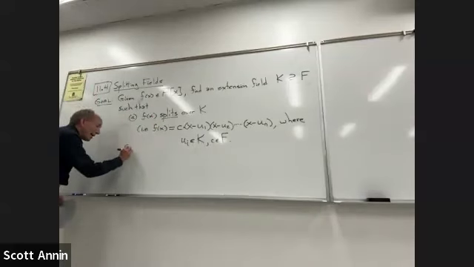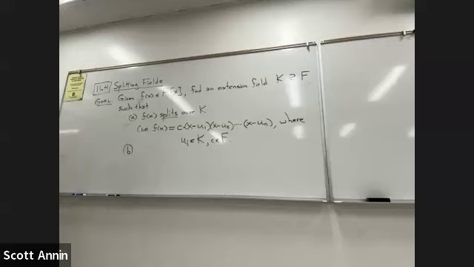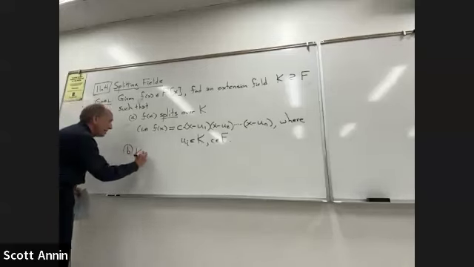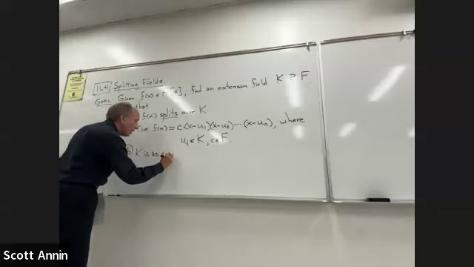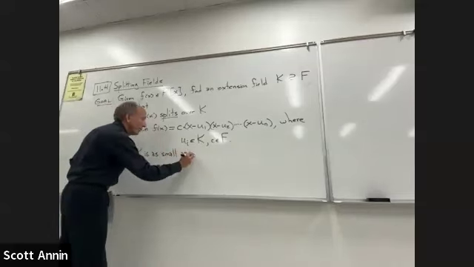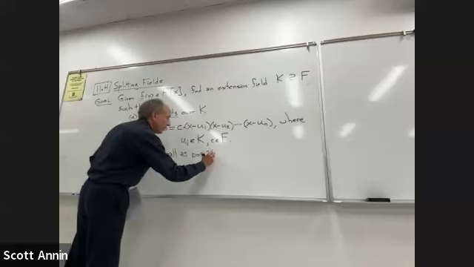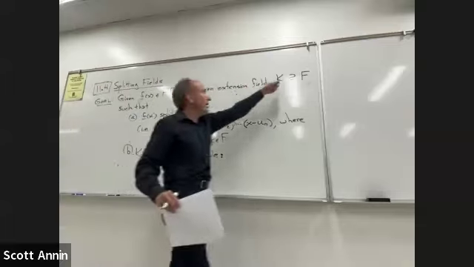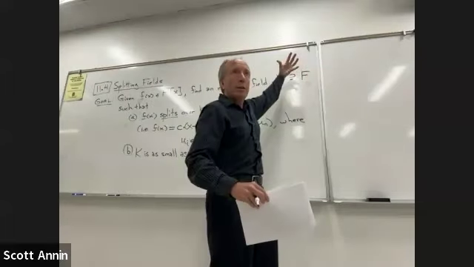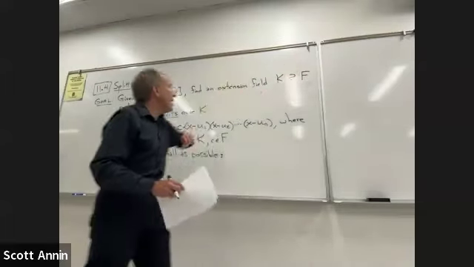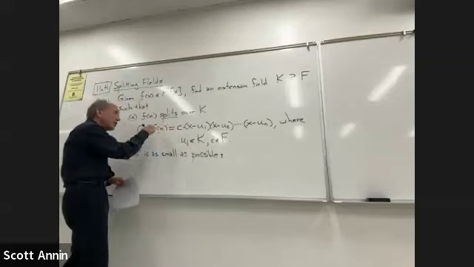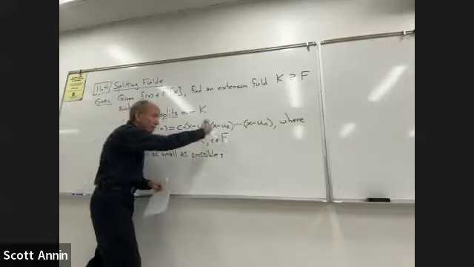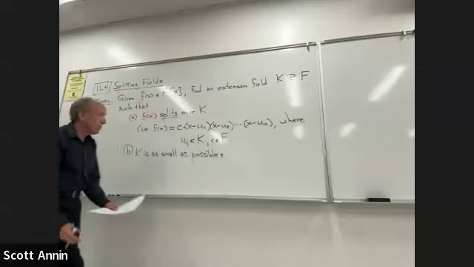However, we're going to add a second condition now. The second condition, part B, is that K is as small as possible. In other words, it has to contain F, and it needs to be such that f of x really can be split up in this way, that it really splits in this way.